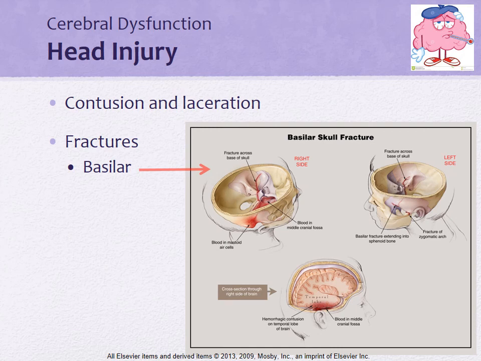For fractures, there are different types, but the most important one I feel you need to know is a basilar fracture. Something to know about the basilar fracture is it involves the frontal, ethmoid, sphenoid, temporal, and occipital bones, so near the base of the skull. If a child has a basilar fracture, you do not ever, ever want to stick anything in the nose.